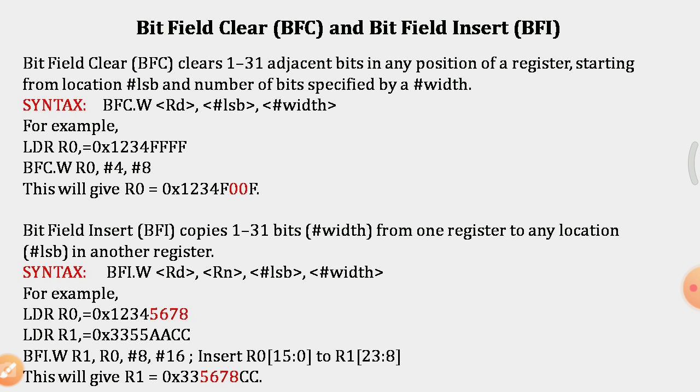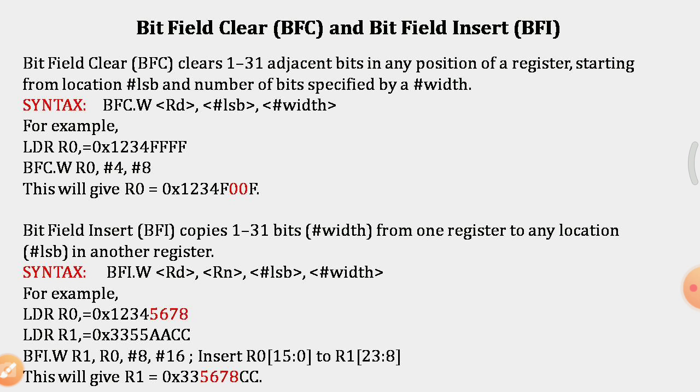In a similar way, the bit field insert copies 1 to 31 bits from one register to another, any location in another register. So for syntax, BFI.W Rd, Rn, where Rd is a destination register, Rn is a source register whose value is going to be inserted into Rd.